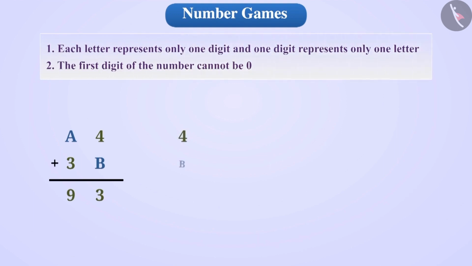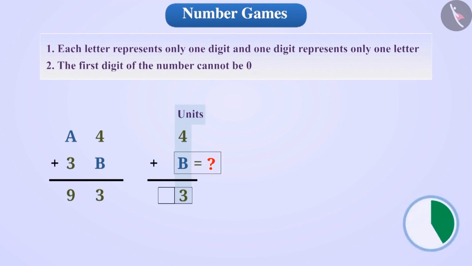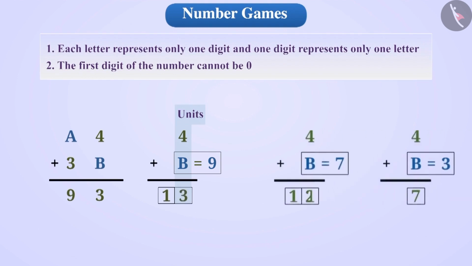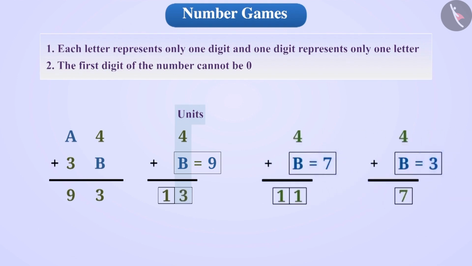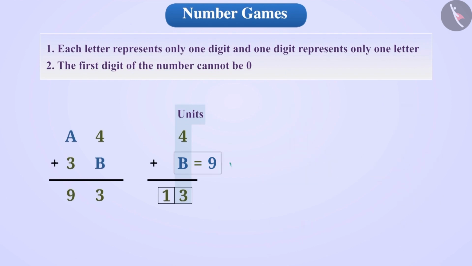We see that the sum of 4 and B is a number that has 3 in its units place. So can you guess what will be the value of B? Think for a while. Let me tell you. If we take the value of B as 9, then 4 plus 9 is equal to 13. This is the desired number with 3 in its units place. If any other digit is taken in the place of B, then we do not get the result as a number with 3 in its units place. In this way, we have found that the value of B is 9.